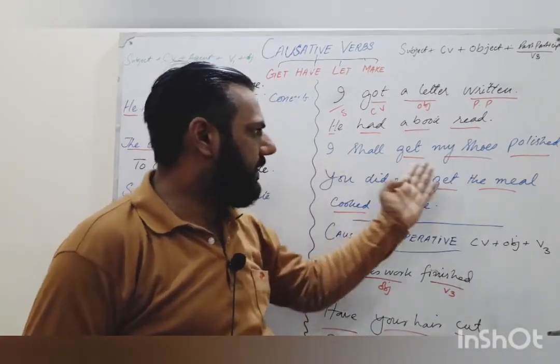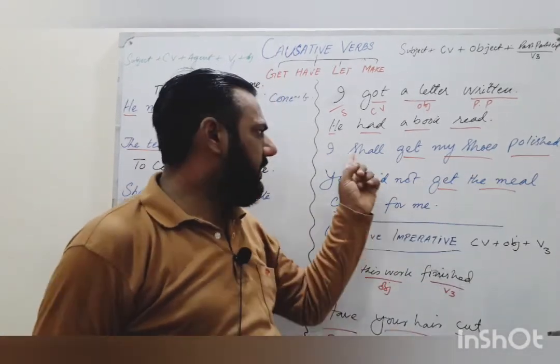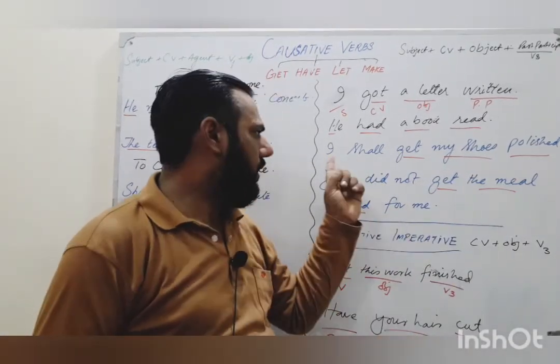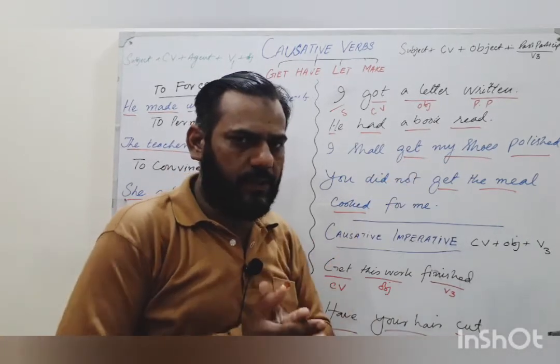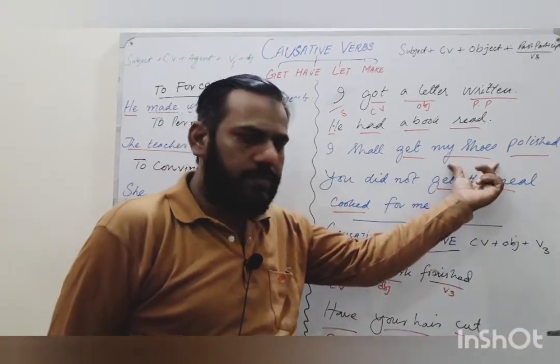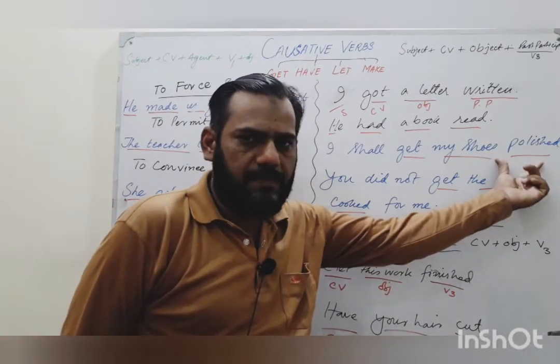Third one, I shall get my shoes polished. This sentence is in the simple future tense. How? I, and after that the helping verb shall is used, and then get, the first form, and my shoes as an object, and then polished is a past participle.